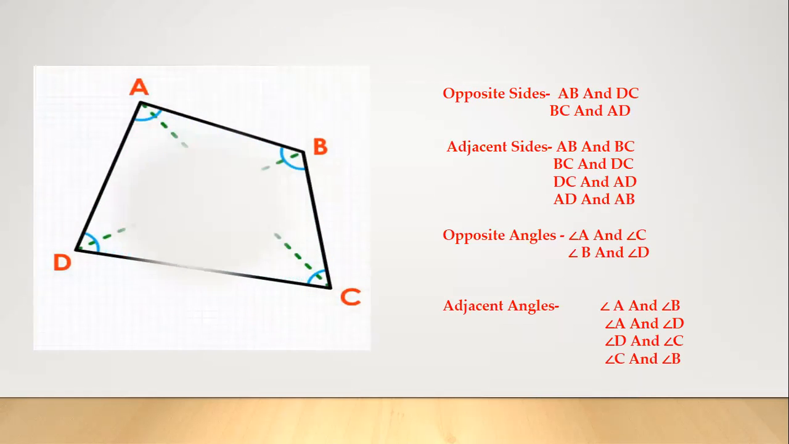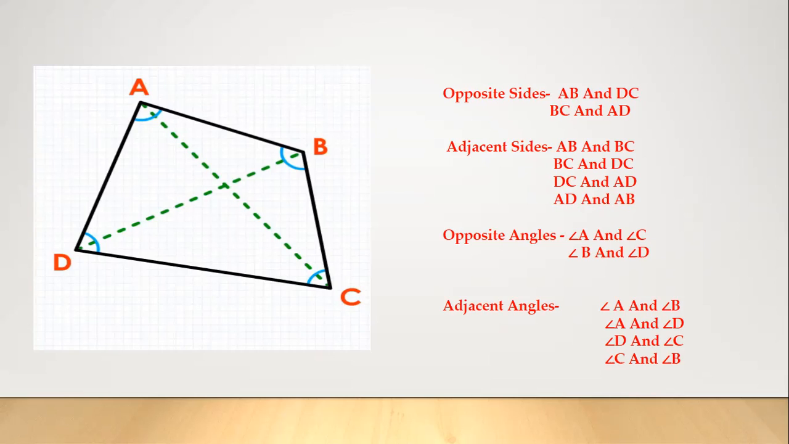Now, opposite sides, opposite angles, adjacent angles. Opposite means, if I say that you are sitting in front of me, you are opposite to me. So here AB is opposite to DC. BC is opposite to AD. Adjacent means nearby, neighbors. Always remember, adjacent sides means neighbors. So AB and BC, BC and DC, DC and AD, AD and AB. These are the adjacent sides.